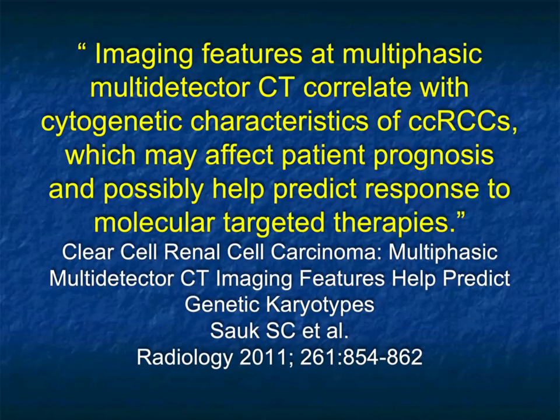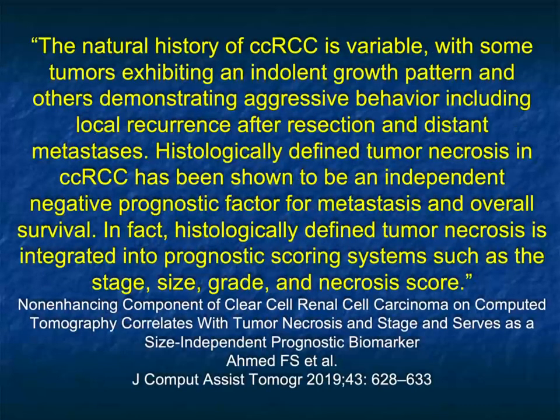Now, another thing to look at is the information about vascularity of the lesion. We think about that as a good separator, but it also tells us other things, because lesion vascularity, as we've learned with AI, can really tell us a lot about the cytogenetic characteristics of clear cell renal cell carcinomas, which may affect patient prognosis and also potentially predict what chemotherapy and, for example, what molecular targeted therapies a patient should get. The natural history of clear cell is variable, with some tumors exhibiting an indolent growth pattern and others an aggressive pattern, including local recurrence after resection with distant metastasis.